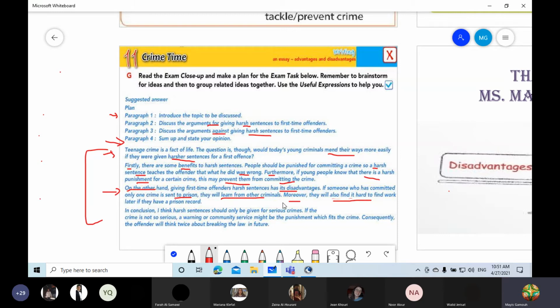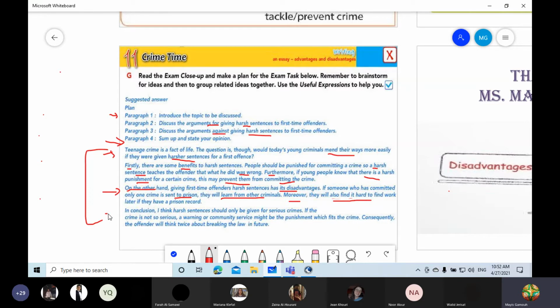So here we are having another disadvantage, and we discussed this yesterday. We said that if a person has a prison record or a police record, a lot of employers won't employ him or her, because they will say that he's or she's a bad person. So employers won't employ them if they apply for jobs.